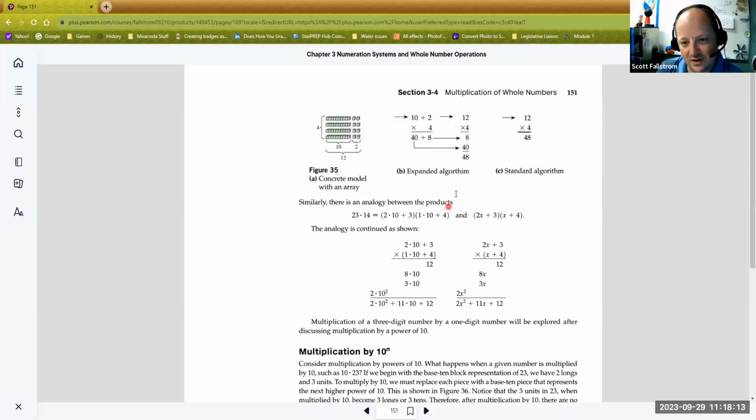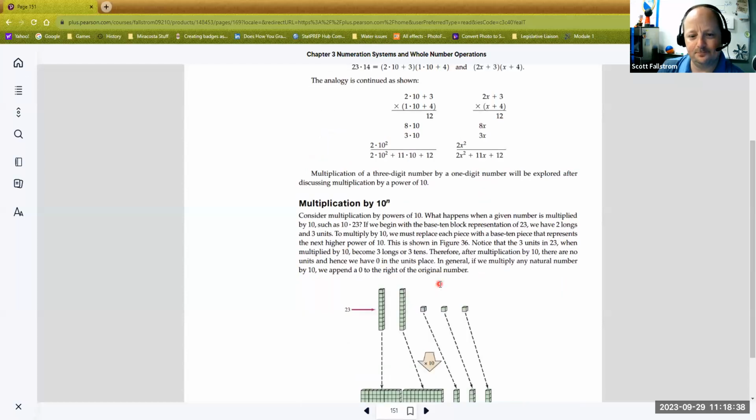We have expanded algorithms. The expanded algorithms are written usually horizontally. You can write them vertically, and it matches up pretty nicely with what's known as partial products. Find the product of the ones, write it down. Find the product of the tens and ones, because it'll be multiples of 10, put that down as well. The standard algorithm is written in the shortest form, and that's probably why it's standard, it's just more concise.